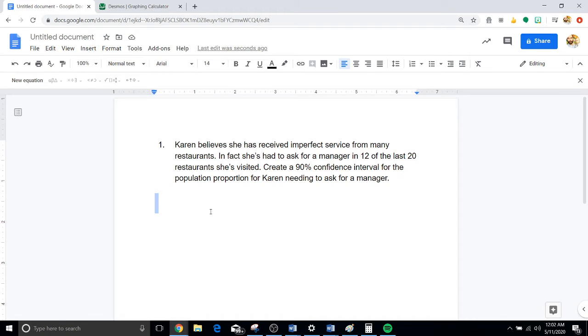All right, guys, we're going to solve this little example problem here. It says Karen believes she has received imperfect service from many restaurants. In fact, she's had to ask a manager in 12 of the last 20 restaurants she's visited. Create a 90% confidence interval for the population proportion for Karen needing to ask for a manager.